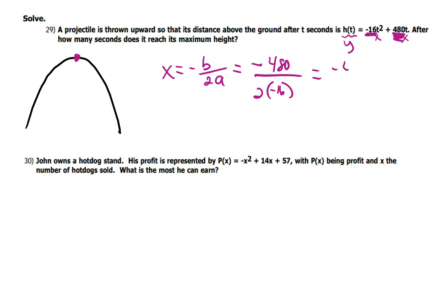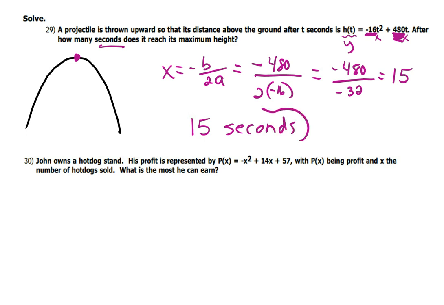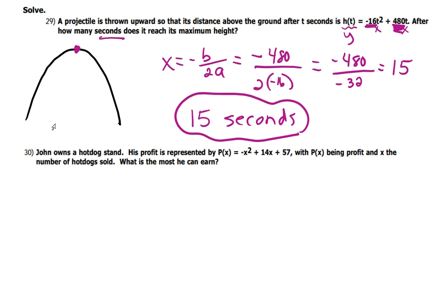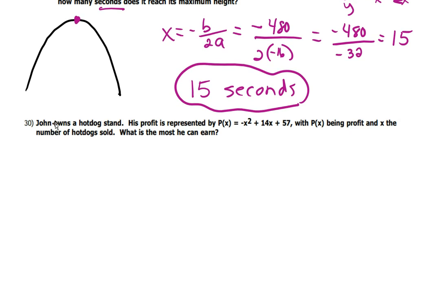And so it's negative 480 divided by negative 32, which works out to be exactly 15, and the units were in seconds, so it takes 15 seconds for whatever it is they're throwing up in the air to reach its maximum height. All right.